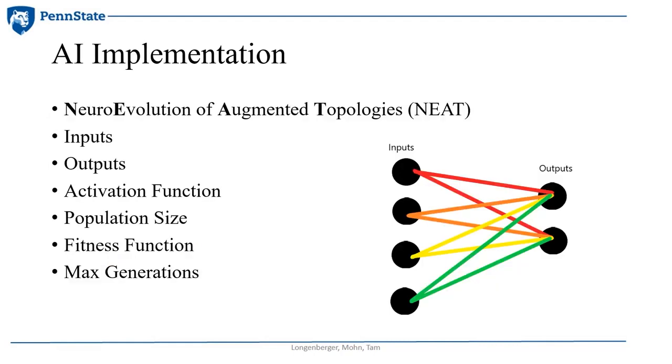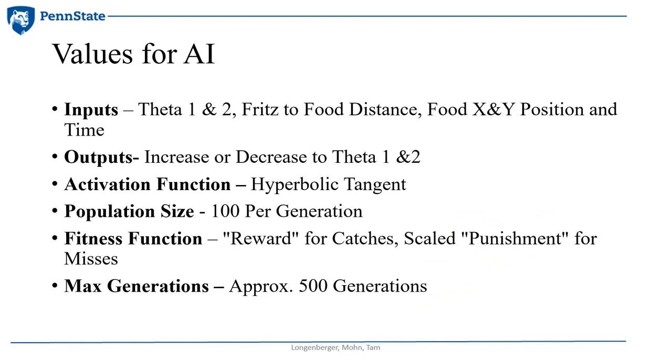For the artificial intelligence implementation, we decided to utilize the NEAT algorithm, which stands for Neuroevolution of Augmenting Topologies. The way this algorithm works is it takes a defined input from the user, assigns a weight to each of these inputs, and then uses an activation function to determine whether or not to produce an output. The number of inputs and outputs, as well as the activation function, population size, fitness function, and the number of max generations are all defined by the user. We will use this algorithm to produce our final model. The values we decided to give the AI model are as follows.